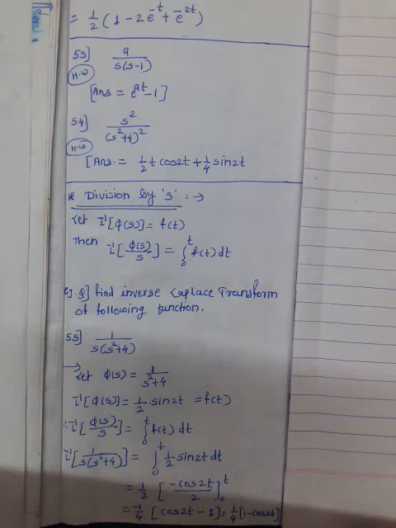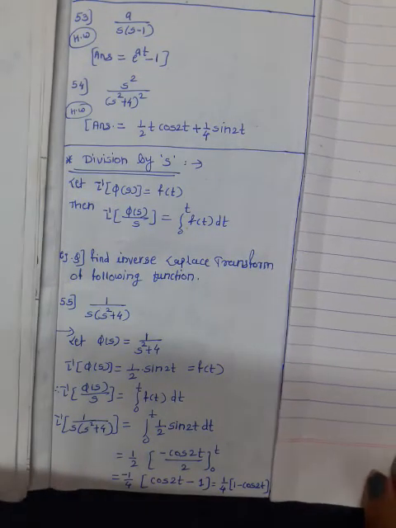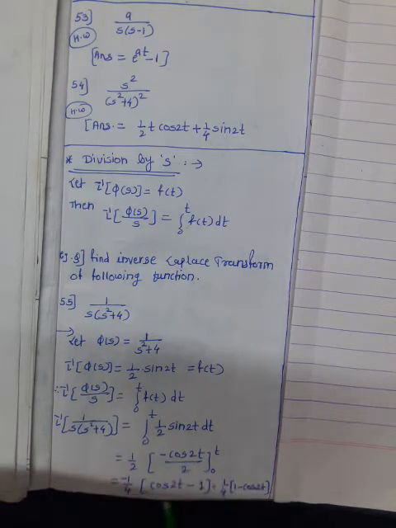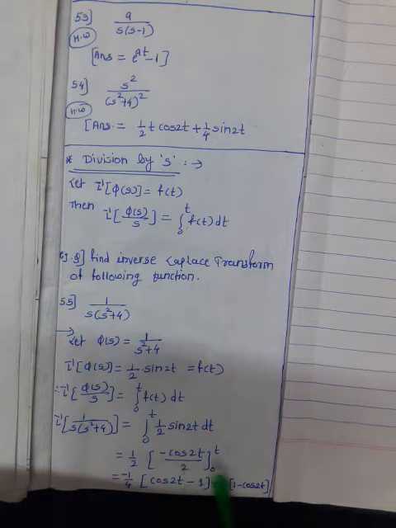Put the limits, we get, take minus outside, 1 by 2 into 1 by 2, 1 by 4. Cos 2t, put the upper limit first, t in t only, that's why it becomes cos 2t only. Minus cos 0, we know cos 0 is 1. Take minus inside, answer is 1 by 4. Reverse the terms, 1 minus cos 2t.